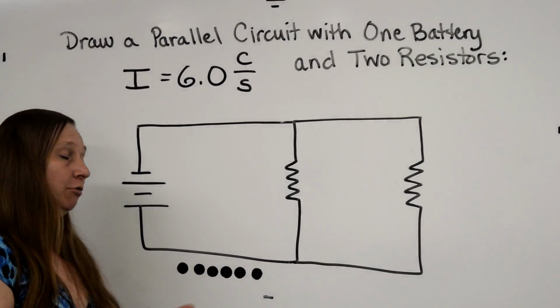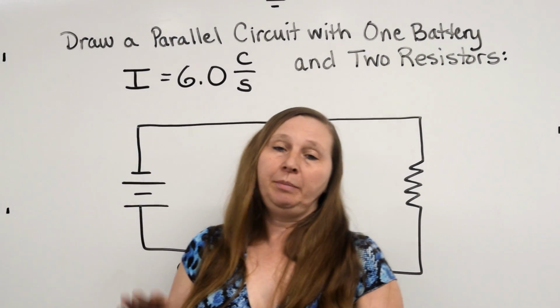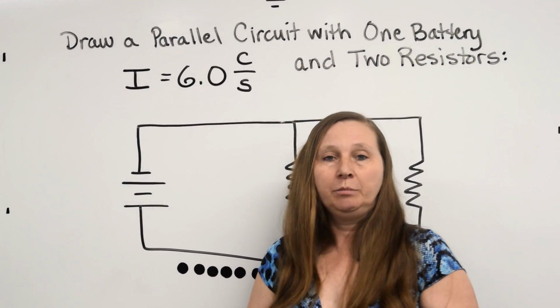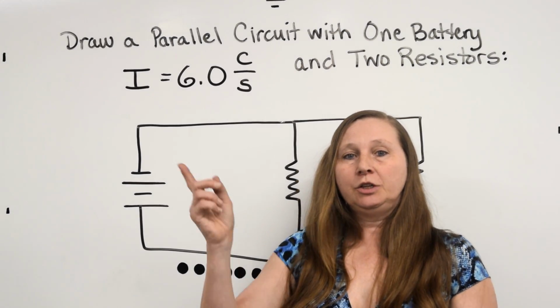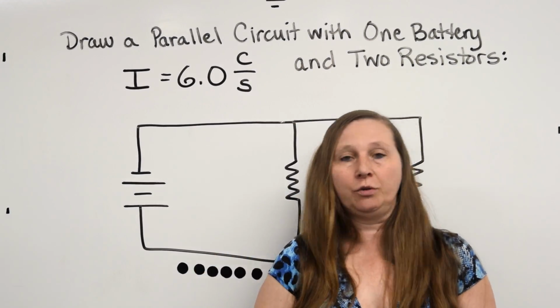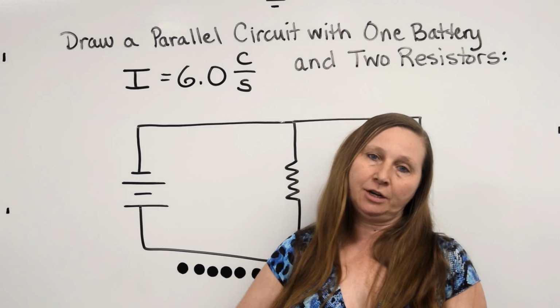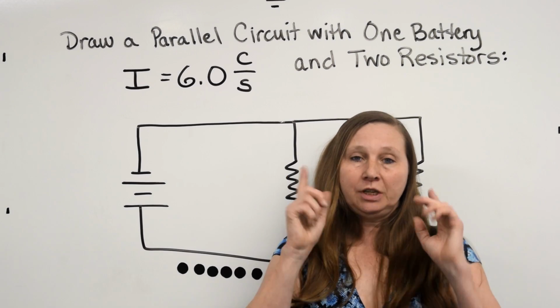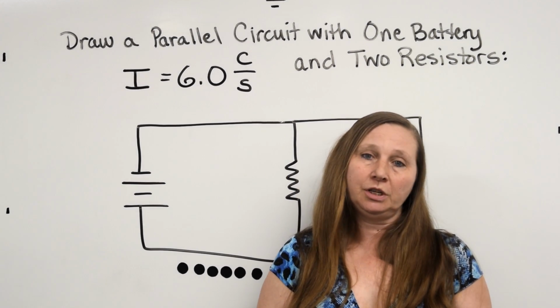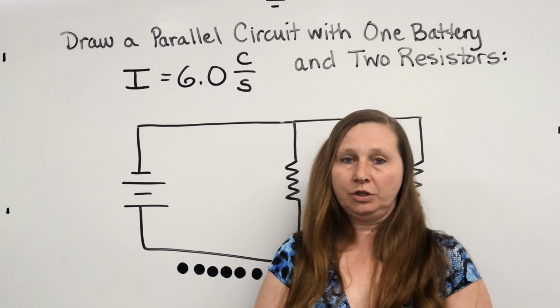So right away you see a big difference when it comes to current between a series circuit and a parallel circuit. In the series circuit, the 6 coulombs had no place else to go. There were no choices about what direction to take. So if 6 coulombs per second came out of the battery, 6 coulombs per second went through the first resistor, 6 coulombs per second went through the second resistor.